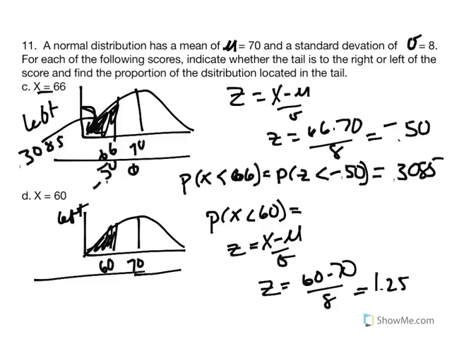So again, rewrite the probability pertaining to a z value. The probability of obtaining a z value, and this is negative, less than negative 1.25. So 60 is 1.25 standard deviation units below the mean. We're going to again utilize our unit normal table to find the answer.